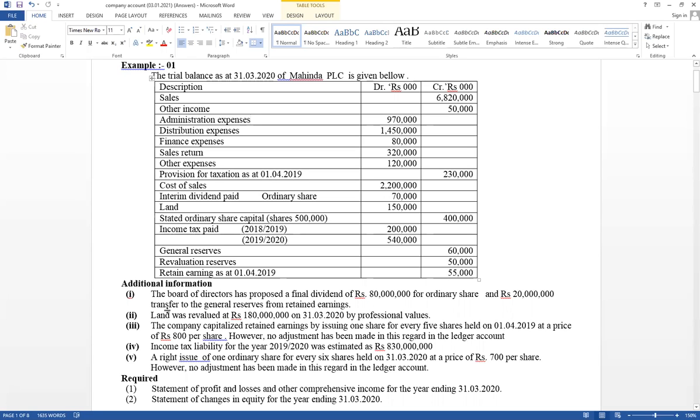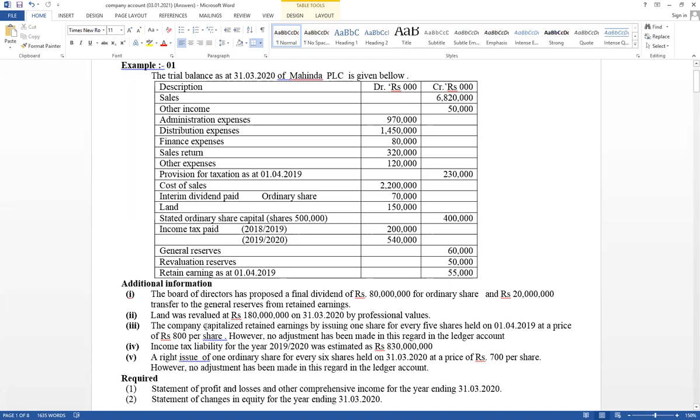At second one, it has given land was revalued at 180 million on 31st March 20 by a professional valuer, relevant for revaluation. If there is a revaluation surplus, that value should be included under other comprehensive income. And third one, the company capitalized reserves by issuing 1 share for every 5 shares held on 1st April 19. Think, the date is also important.